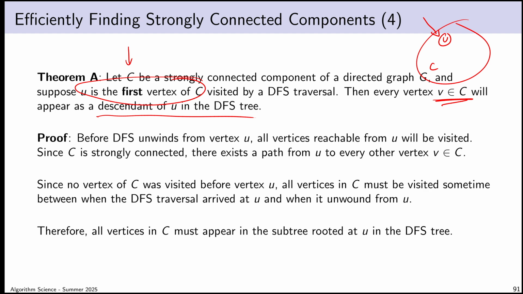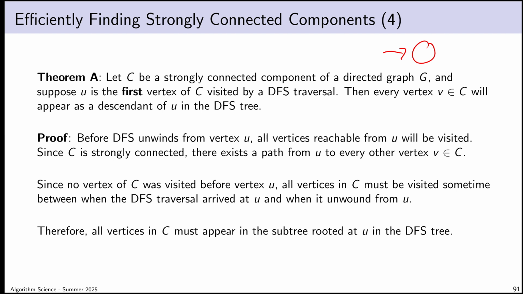In other words, basically what I'm saying is if I look at all the other vertices in the component, all of them are going to be descendants of U. There isn't going to be some vertex that appears in my DFS tree as a descendant of something else outside the component. If U is the first part of the component seen, everything else in the component gets seen before I unwind from U. This is actually a special case of a general property of DFS that we have exploited before, arguably the signature characteristic of DFS, which is that if you arrive at a particular vertex during DFS, before you leave that vertex for the last time, every single vertex reachable from vertex U has already been visited. This is basically just a special case of that.